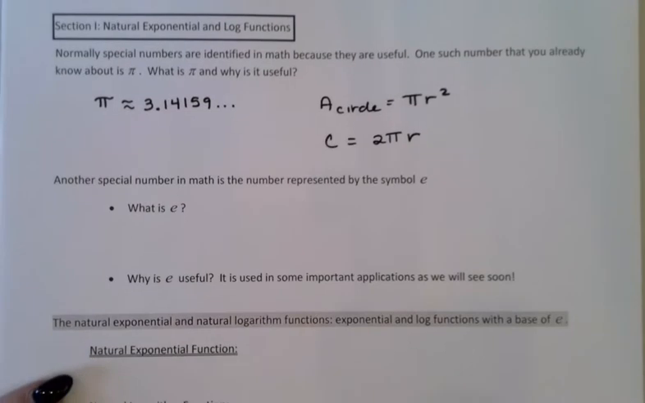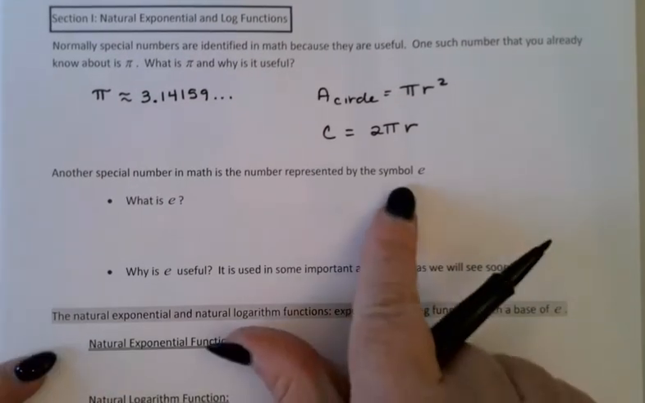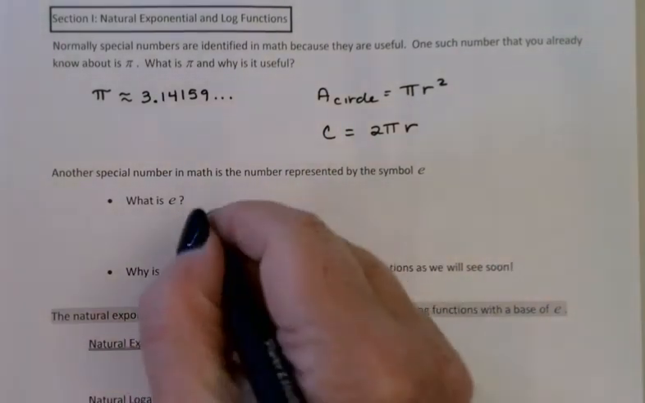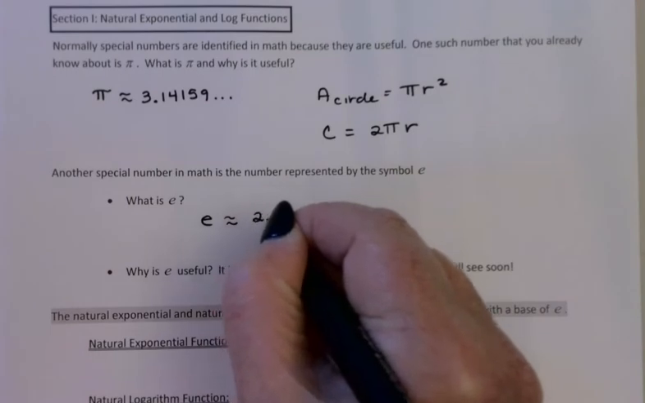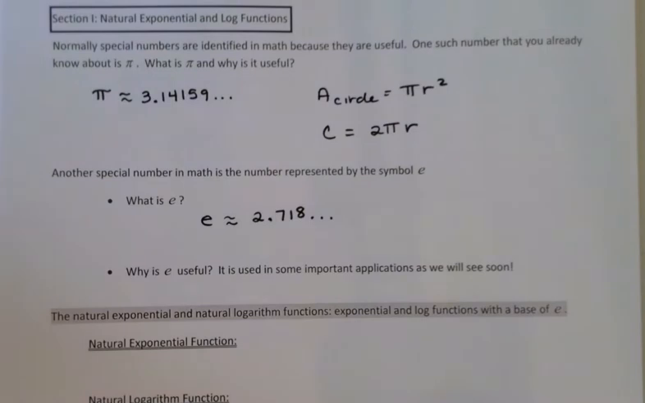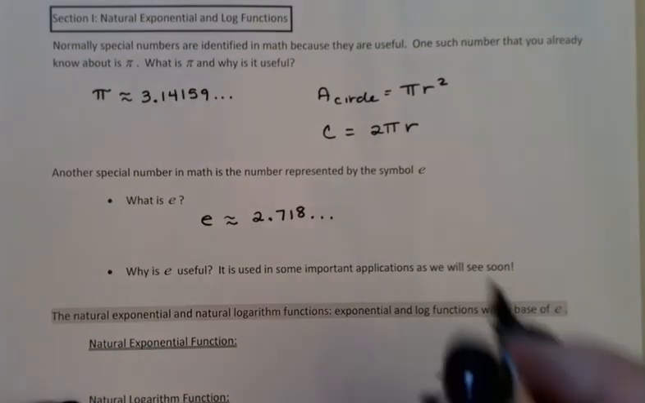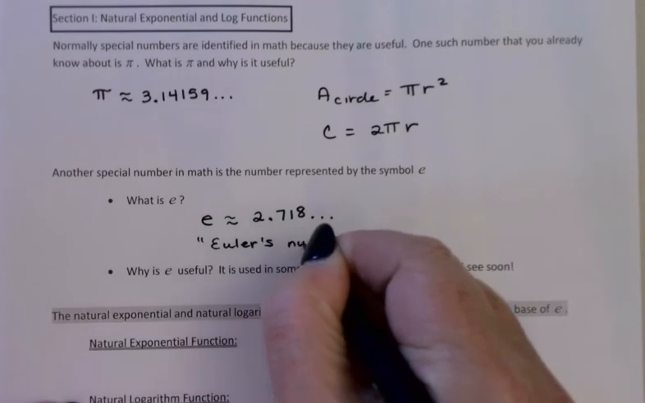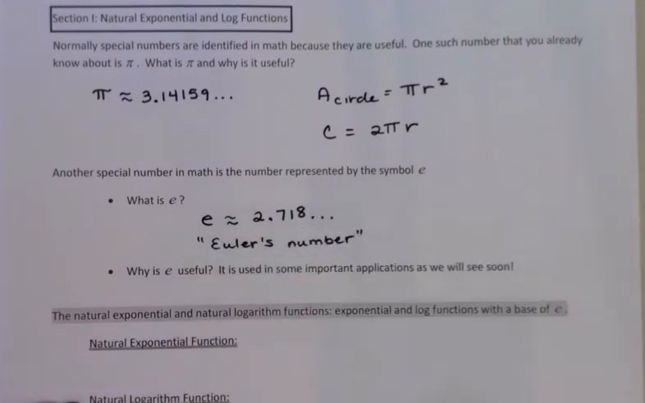There's another number in math that's special because it's useful, and that's represented by the symbol e. You may or may not have met e before. E is approximately 2.718, but again, just like pi, the decimal form goes on forever. E is referred to as Euler's number, named after a very famous mathematician, Euler. I know it looks like Euler, but it's pronounced Euler. And e stands for the E in Euler's name.